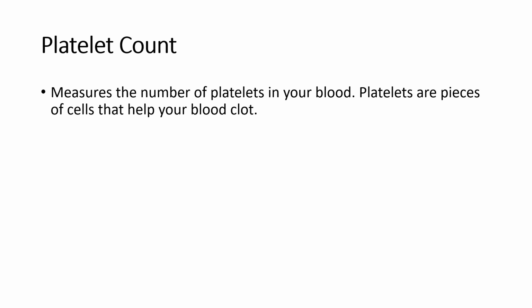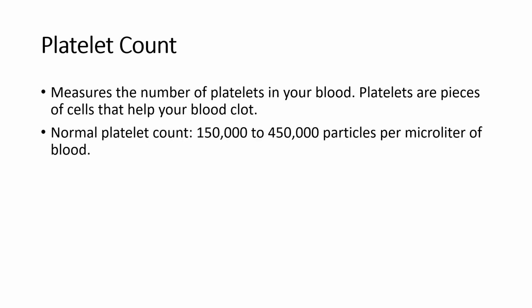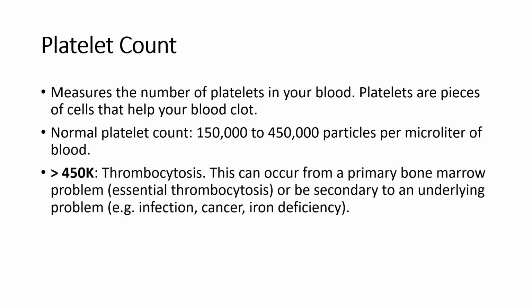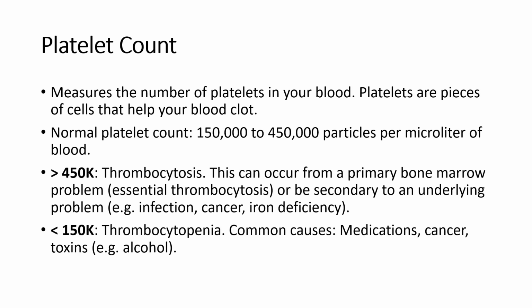This measures the number of platelets in your blood. Platelets are pieces of cells that help your blood clot. A normal platelet count is typically between 150,000 to 450,000 particles per microliter of blood. If it's high, say greater than 450,000, we call that thrombocytosis, and that could be a bone marrow problem or could be secondary to an underlying problem such as iron deficiency or an infection or cancer. If it's low, say less than 150,000, we call that thrombocytopenia, and lots of things can do that, including medications, cancer, toxins such as alcohol.